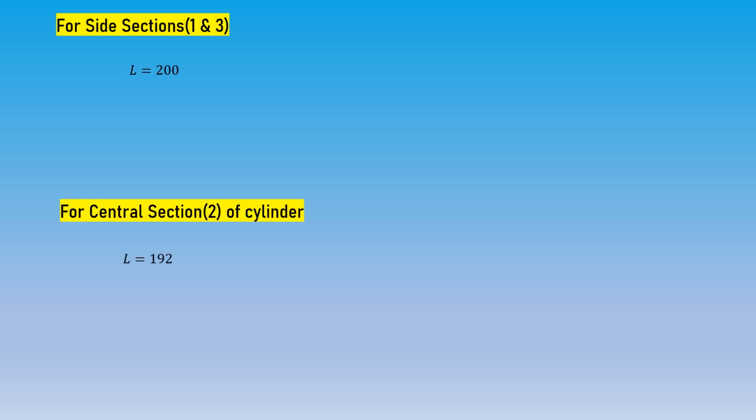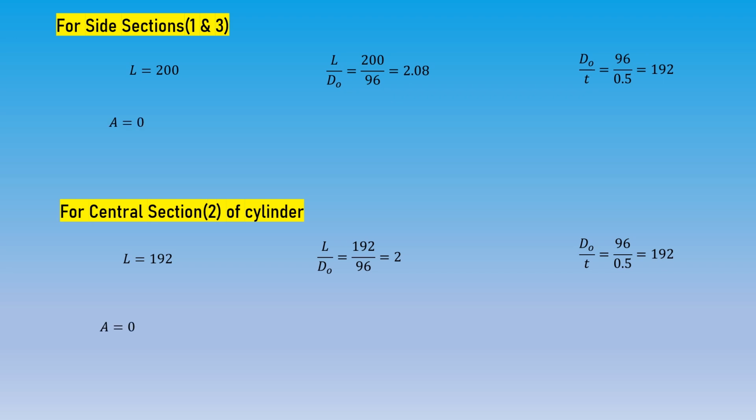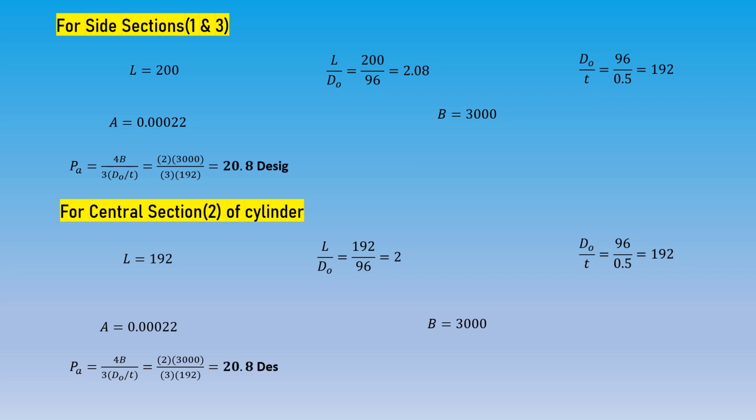Now we will perform the calculation as the shell has been divided into three sections, where the length of sections 1 and 3 is 200 inches and the length of the middle section is 192 inches. By calculating L by D naught and D naught by t and determining the factors A and B from the charts, we can see that the overall allowable pressure is 20.8 psi.